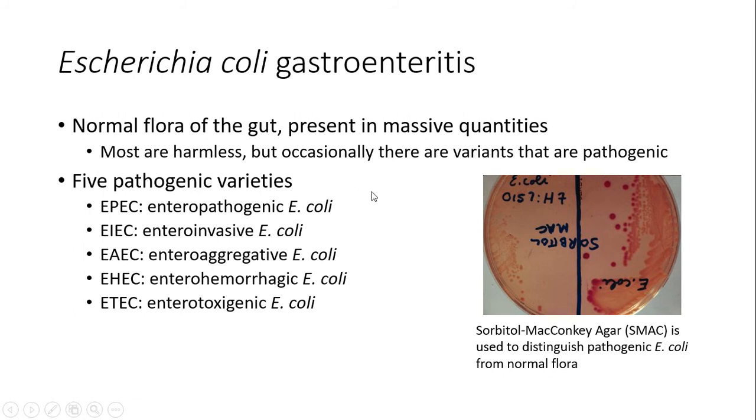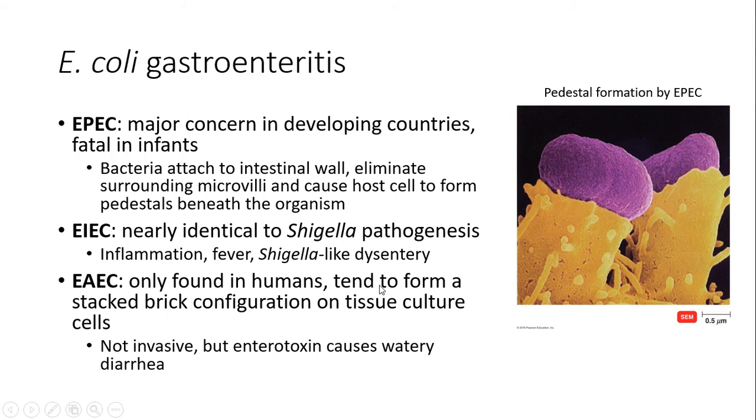There are 5 different pathogenic varieties of E. coli that can cause illness. They have different abbreviations, and they stand for these things here. We'll go through each one briefly. So for enteropathogenic E. coli, which is EPEC, this is a major concern in developing countries where it is fatal in infants. In this situation, bacteria will attach to the intestinal wall, and they'll eliminate those surrounding microvilli and cause the host cell to form these pedestal structures beneath the organism to sort of better facilitate this transmembrane interaction. So this is one of the interesting features of this.